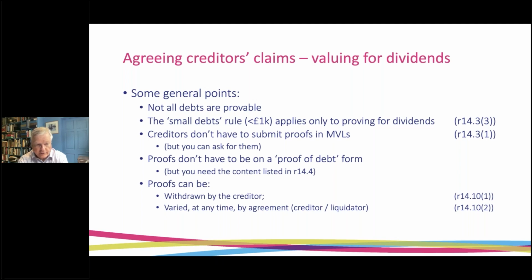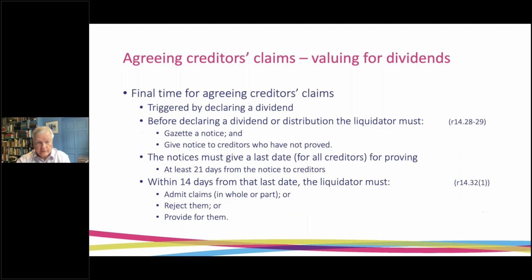And the final point on this slide is that a creditor can withdraw their proof at any time. If they decide they no longer wish to participate in the liquidation, they can do so. And they also have the right at any time to ask you to allow them to vary their proof of debt. And if you don't agree it, they would have a right to go to court about it. So it's one of those things where if they've got a reasonable argument for saying why they want to vary the proof, then you will of course allow them to do so.